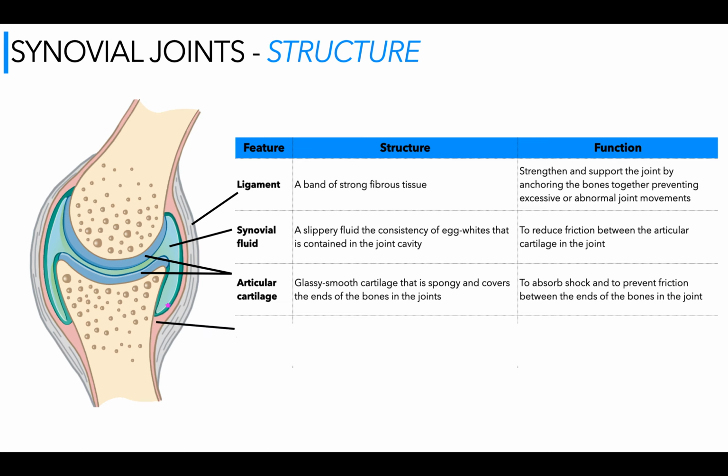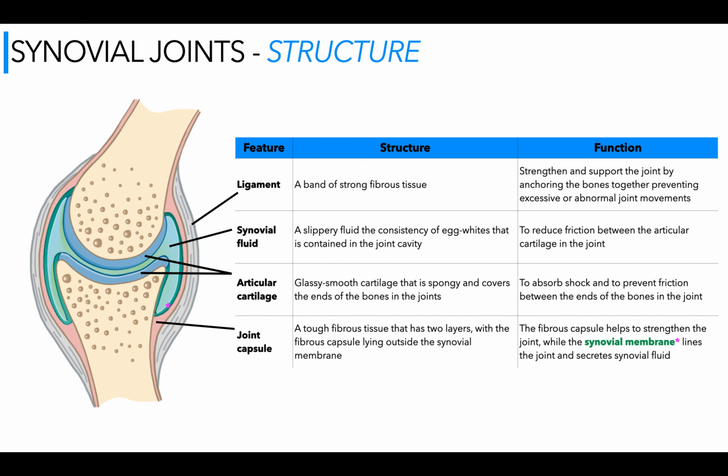This arrow here points to the joint capsule, and this is another fibrous tissue that has two layers, and it's lying outside the synovial membrane, which we'll come on to in a second, but on the inside of the ligament. So you have the ligament supporting and anchoring the bones together. We have the joint capsule, providing structure and strengthening the joint is its function.